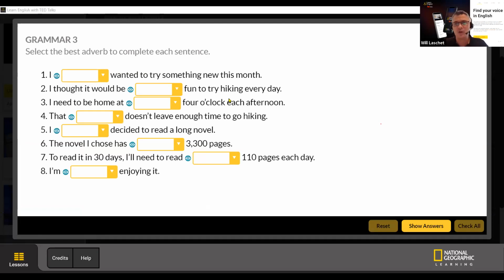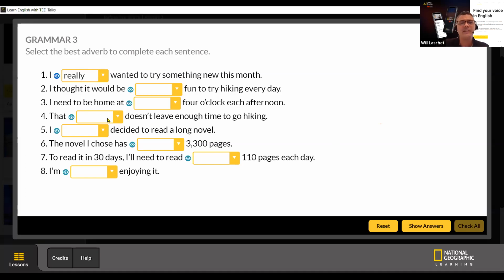And let's have a look and see if we can get the right answer. So number 1, it says, I wanted to try something new this month. And this sentence is fine as it is. I wanted to try something new this month, but we want to add some emphasis. So for number 1, in the chat box, what do you think? Which of these adverbs should we add? So should we add exactly or really? Okay, Trang has said, I really wanted, so let's click on it. I really wanted to try something new this month.